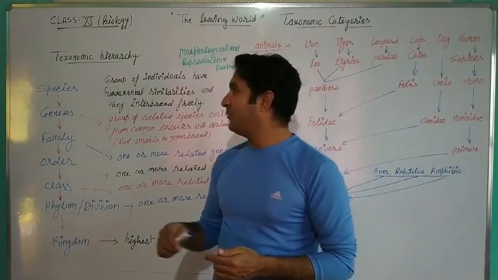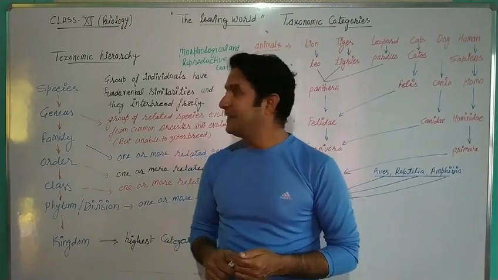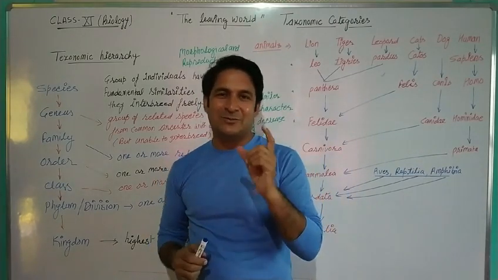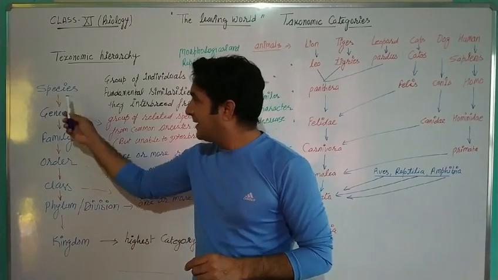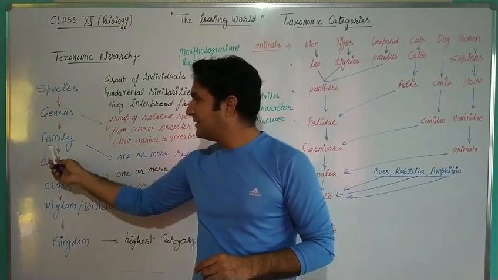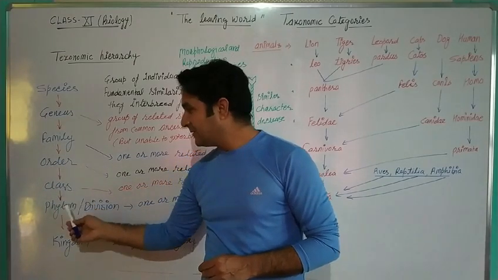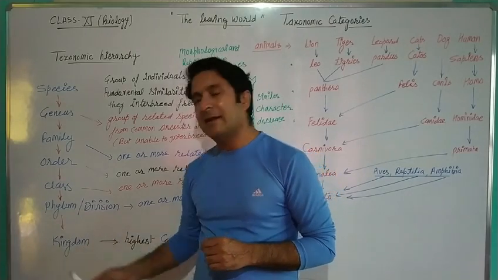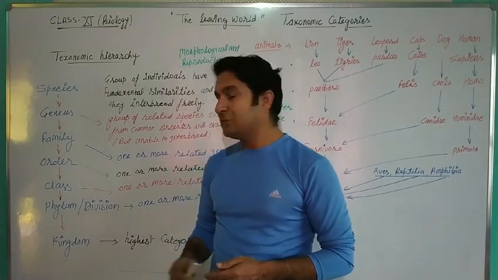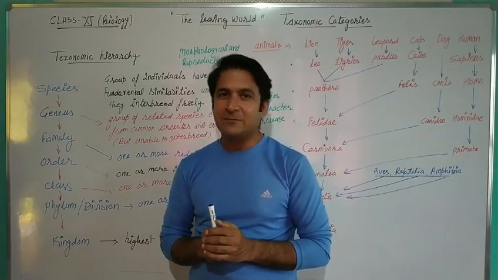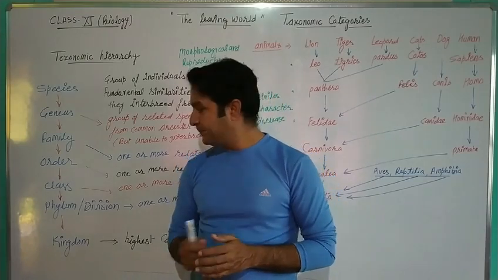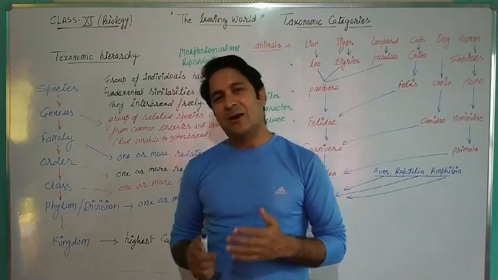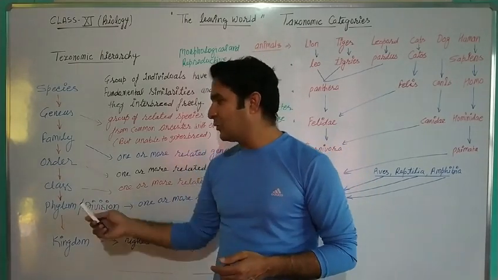First of all, we will discuss the taxonomic hierarchy. This is called the taxonomic hierarchy. It is formed by the arrangement of species, genus, family, order, class, in case of animals phylum, or in case of plants division. And at last the highest category is kingdom. So species is the lowest category of the taxonomic hierarchy, and the kingdom is the highest category of the taxonomic hierarchy.